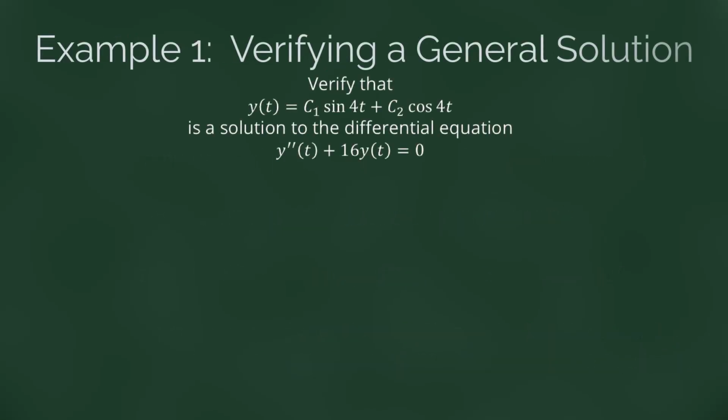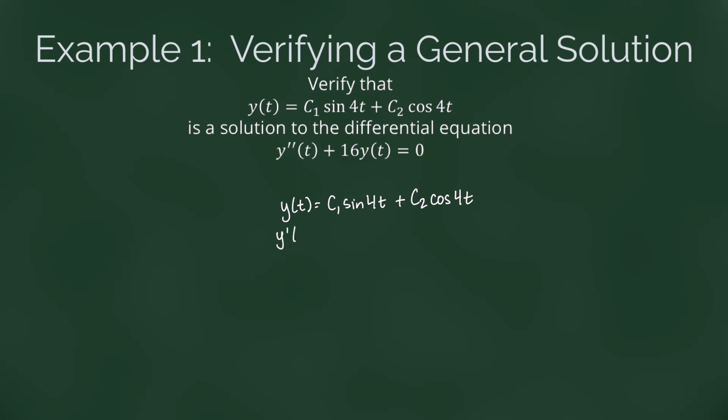Let's verify that the function y of t equals c1 times the sine of 4t plus c2 times the cosine of 4t is a solution to the differential equation y double prime of t plus 16y of t equals 0. So the first thing we can do here is figure out, given that y of t is c1 times the sine of 4t plus c2 times the cosine of 4t, let's take the second derivative of that.